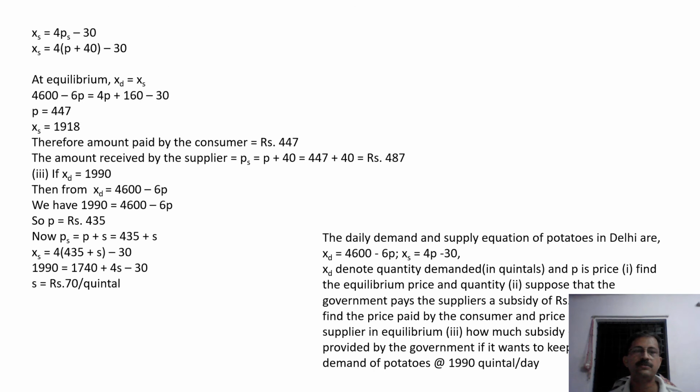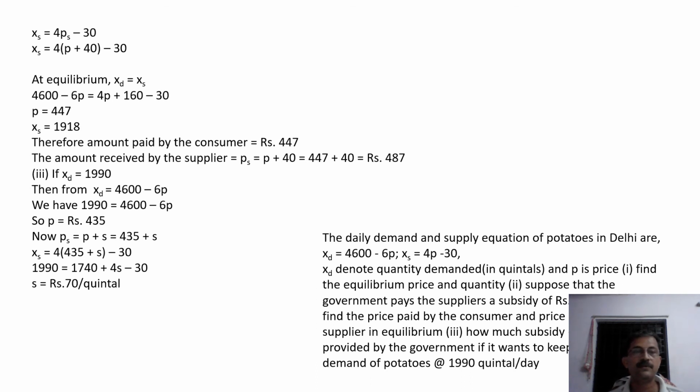So this is the amount paid by the consumer. Now to find the amount received by the supplier, it is P plus 40. So this amount plus 40 gives 487.